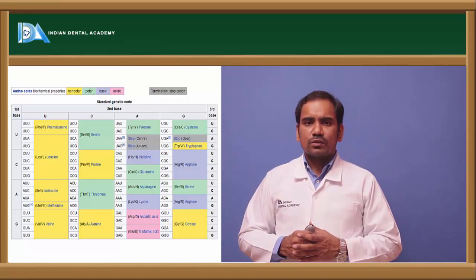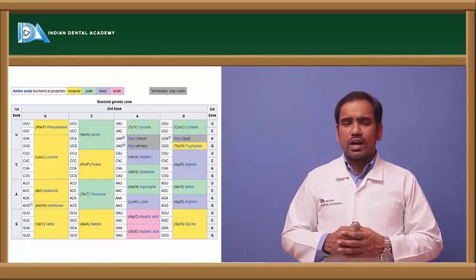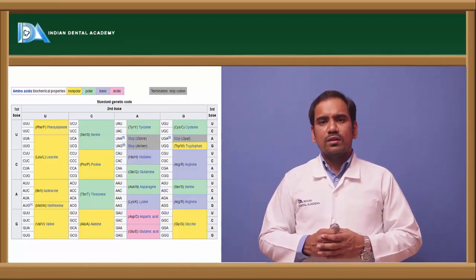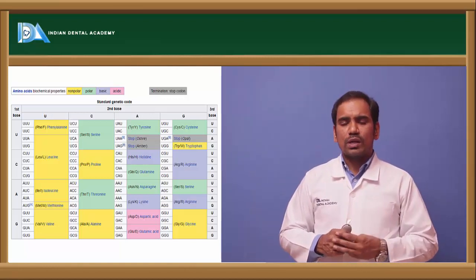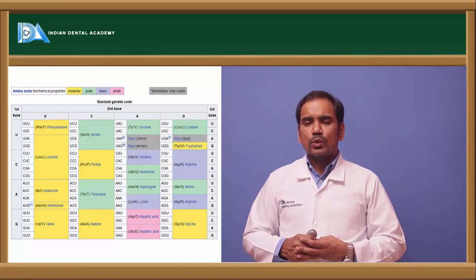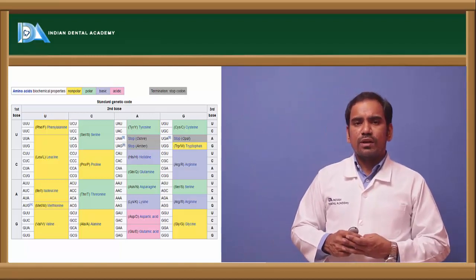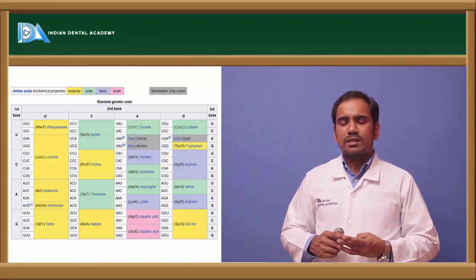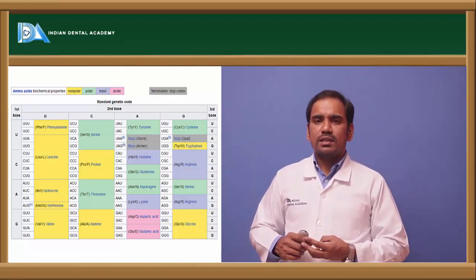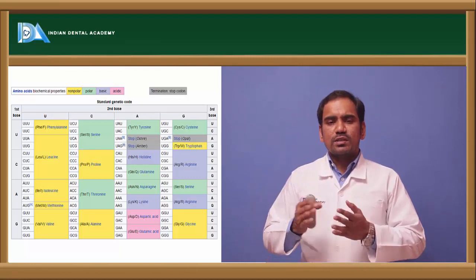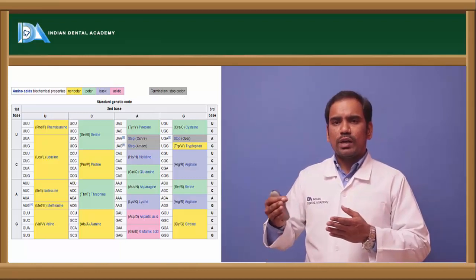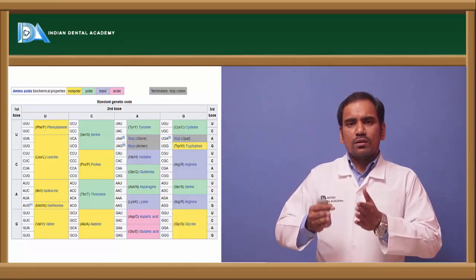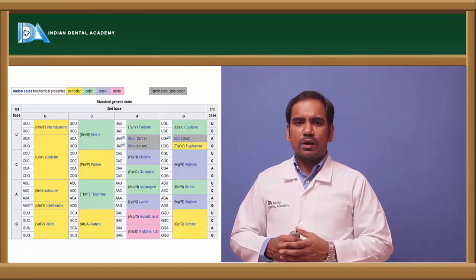When you take the stop codons UAA, UAG, UGA, they also have 3 nucleotides. In the stop codon UAA, the first base is U, the second base is A, and the third base is A. So this is how a sequence of 3 nucleotides will code for a particular amino acid. Each codon codes for only one amino acid.